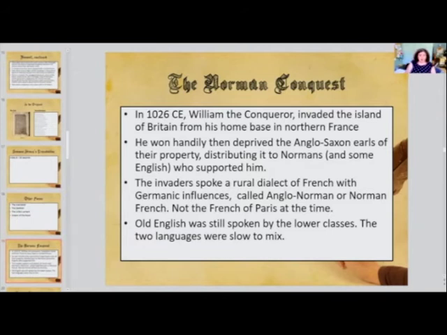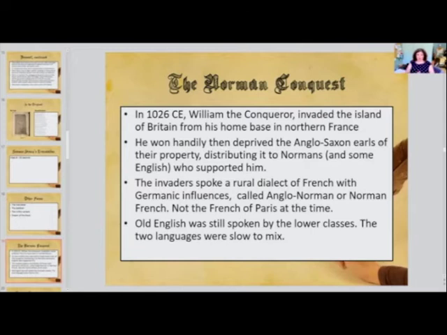So here we are. I promised you we'd get to the Norman Conquest. It took me almost 40 minutes, but here we are. We're at the Norman Conquest, which is important for a lot of reasons in English history, but it does have an enormous impact on English as a language, because in 1066, William the Conqueror invades the island of Britain from his home base in northern France. Now, if you know anything about English and French history, they don't get along very well.